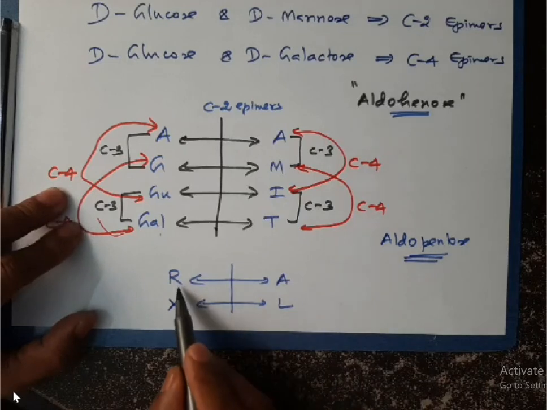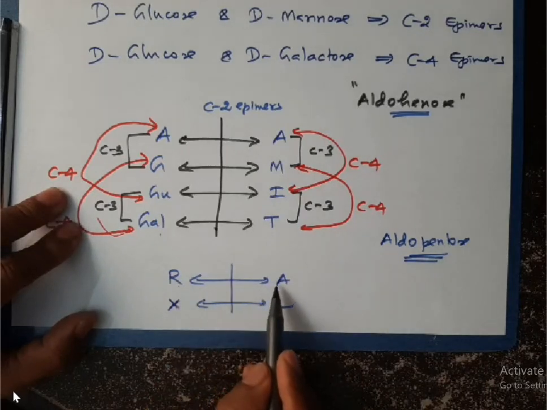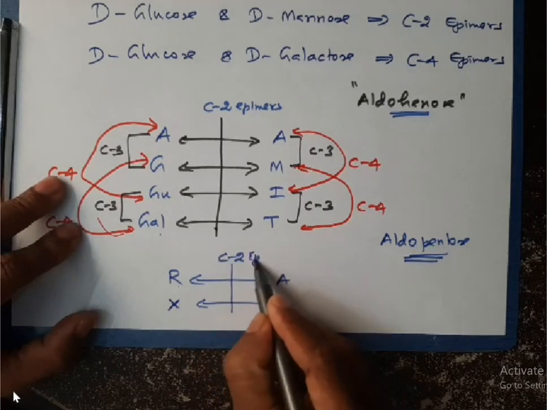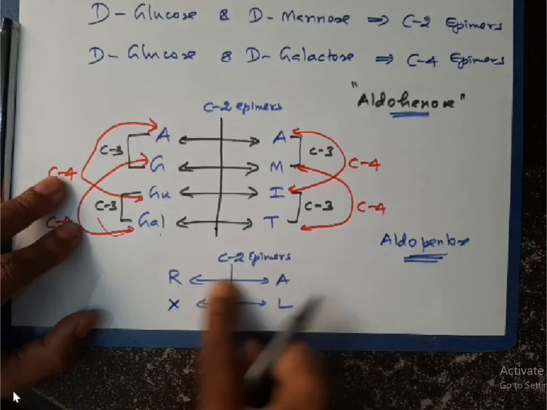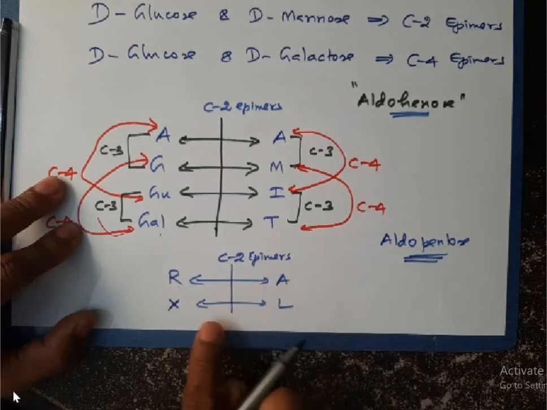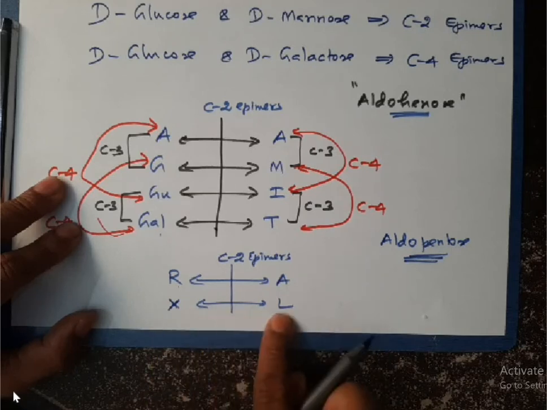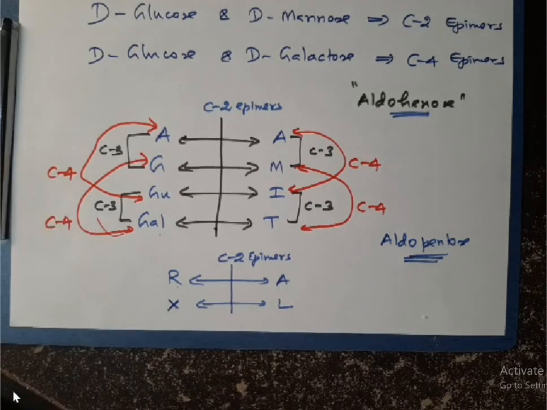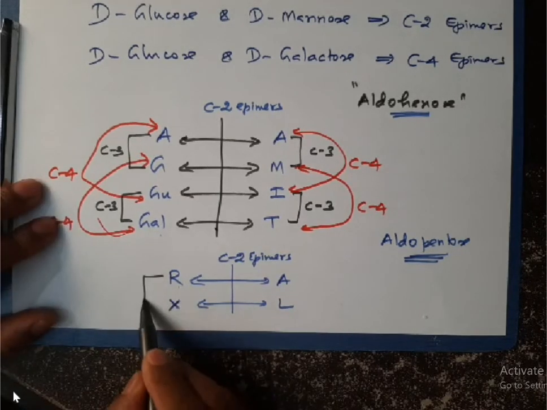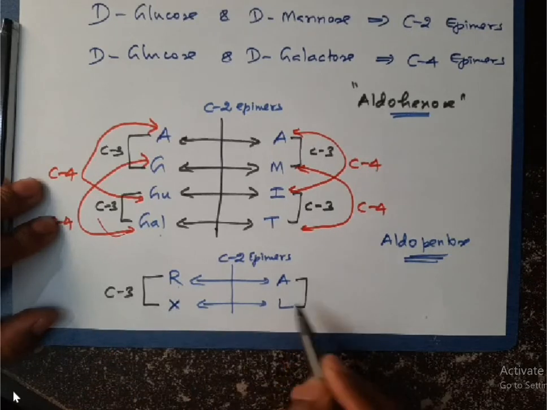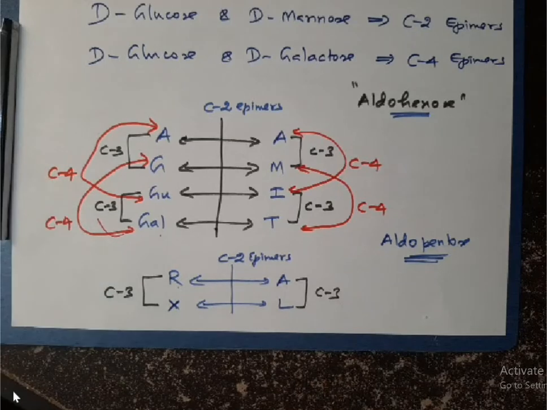Remember, ribose and arabinose are C2 epimers. These two are C2 epimers. Similarly, xylose and lyxose are also C2 epimers. They differ only in one chiral center. And these two, 1 and 2, are C3. Similarly, here also they are C3 epimers. Is this clear, students?